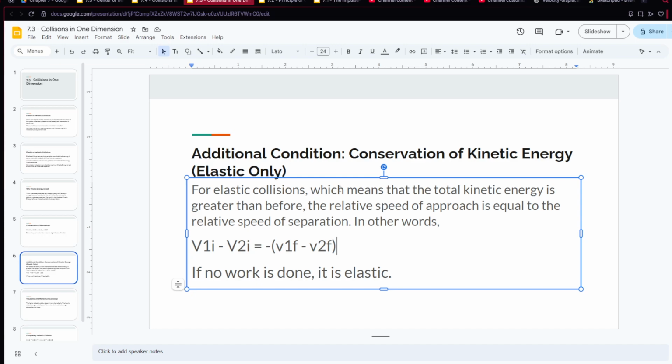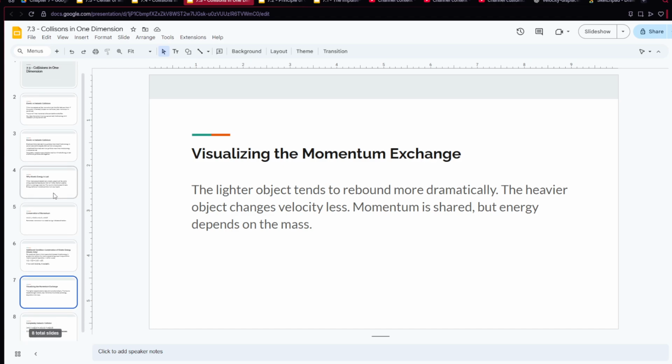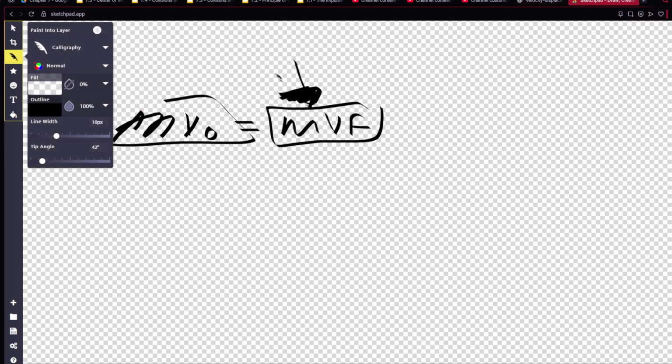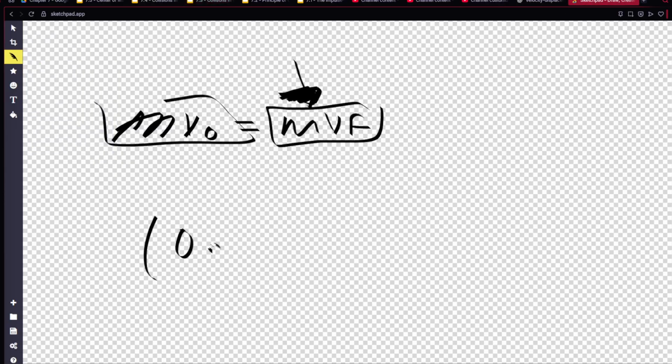You can do some algebra, but in other words, the difference between the velocities of the two bodies before the collision will always be the negative of the difference between their velocities after the collision. The lighter object tends to rebound more dramatically, because, again, it's pretty logical when we use conservation of linear momenta. Let's just use a lighter body in general. Let's say the body's mass is 0.1.